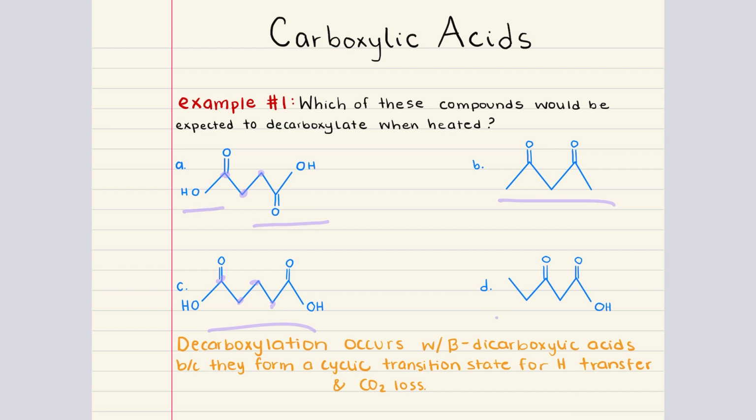Finally, in D, we see that this molecule has a carboxyl group with a carbonyl group located 2 carbons away at the beta position. This structure is a beta keto acid, which is highly prone to decarboxylation under mild heating because it can easily form the necessary cyclic transition state. Therefore, the correct answer for problem 1 is D.